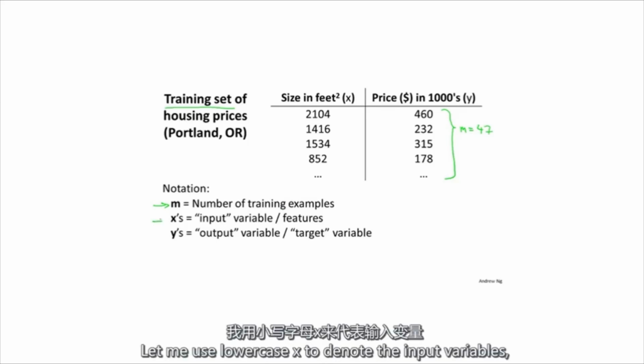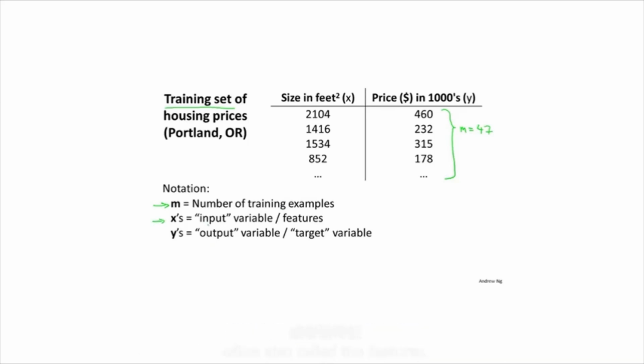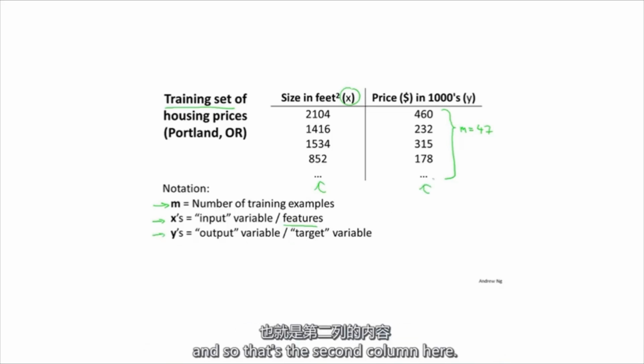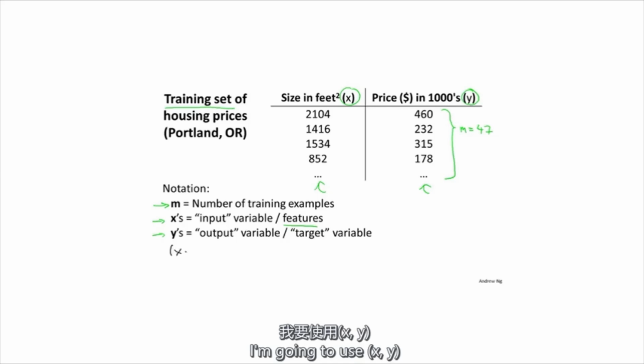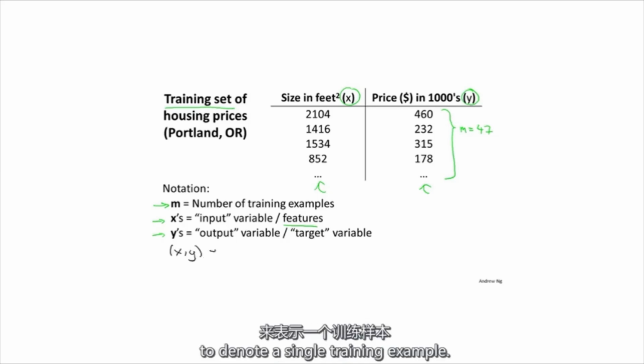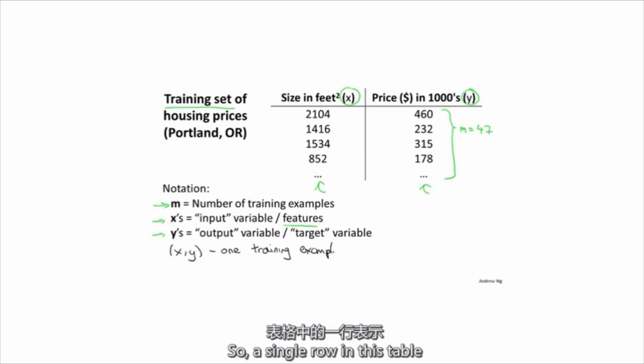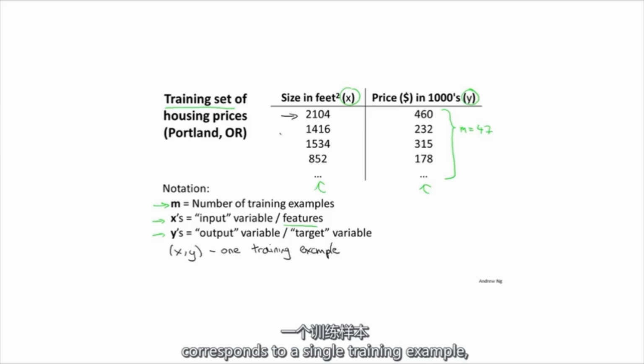I'm going to use lowercase x to denote the input variables, often also called the features. So that'll be x's here, would be our input features. And I'm going to use y to denote my output variables, or the target variable which I'm trying to predict. And so that's this second column here. A little bit more notation. I'm going to use (x, y) to denote a single training example. So a single row in this table corresponds to a single training example.